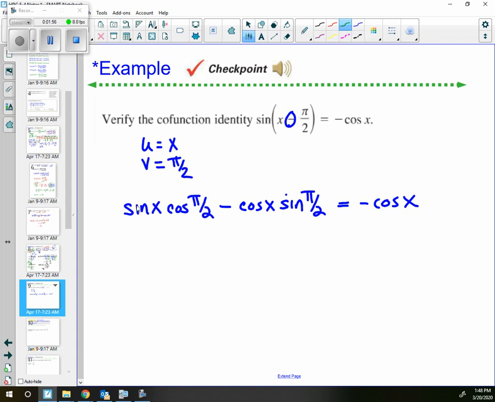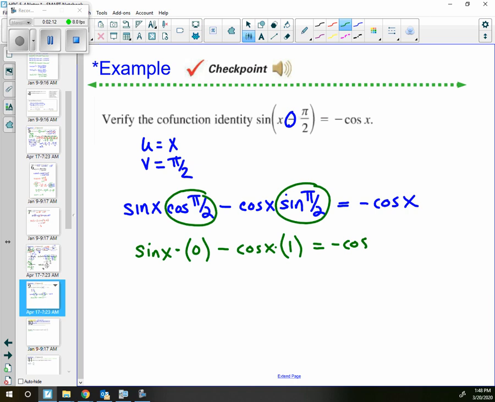So anything that has a special value, we can evaluate. So I'm going to actually put in the values for those. So that would be sine of x times, okay, what's the cosine of pi over 2 or 90? Well, that's 0. And then we're going to do the same thing over here. What's the sine of pi over 2? Well, that's 1. And we'll see what we have left. Now, these verifies are going to be a whole lot easier than some of the verifies that we were dealing with earlier, because with these special values, things get pretty easy. 0 times anything is just 0. 1 times anything is just the anything. So negative cosine of x is equal to negative cosine of x, and we verified that identity.